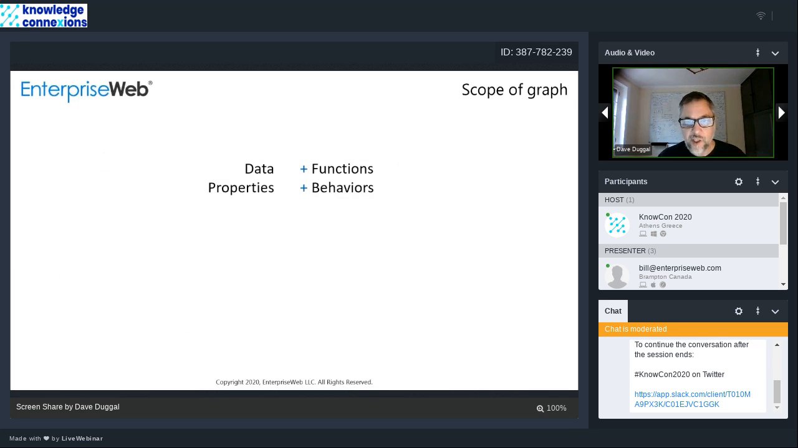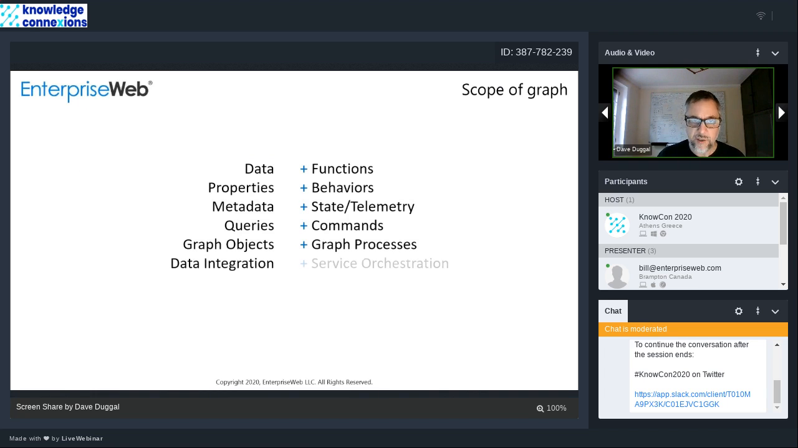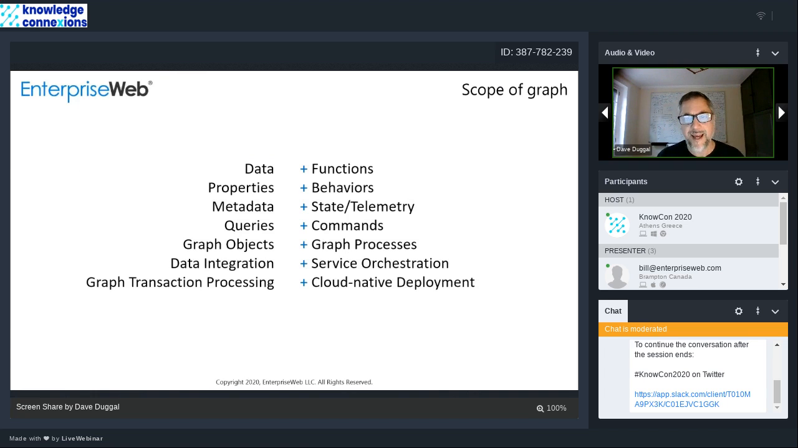So the scope of graph here is different then, right? We're not just talking about data, but we're talking about data and functions, not just properties, but properties and behaviors, metadata and state, queries and commands, right? We're controlling things. Graph objects and graph processes, right? So our objects are DAGs, directed acyclic graphs, and our processes are directed acyclic graphs, right? So everything is graph in EnterpriseWeb, and that gives us some tremendous computational power.